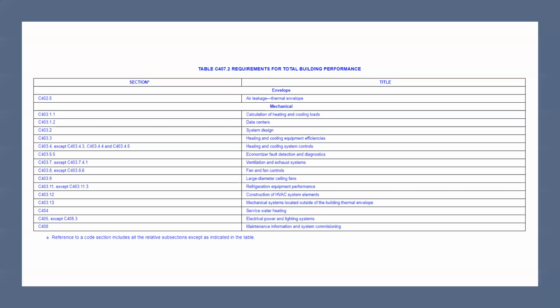These sections on the left still have to be followed. They cannot be skipped. And on the right, that's just the title of what you're doing. So you've got system design. You've got the data center section that's still included. You've got air leakage thermal envelope, which you can do testing or you can do visual inspections only for that. You've got fan and controls, larger diameter ceiling fans, service water heating. I won't go through all of that, but there are still required sections when you go through performance. Performance is usually done because you've got easy trade-offs.